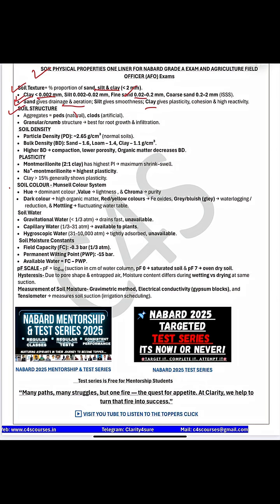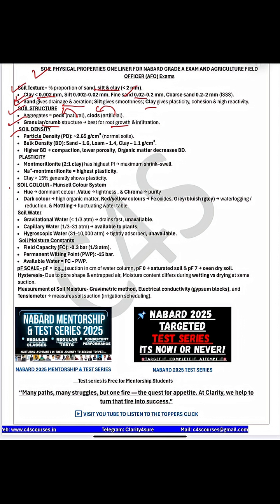Next is soil structure. It is the arrangement of soil aggregates. And natural aggregates are called peds, and the artificial aggregates are called clods. Granular and crumb structure is important in agriculture because it is best for root growth and infiltration.